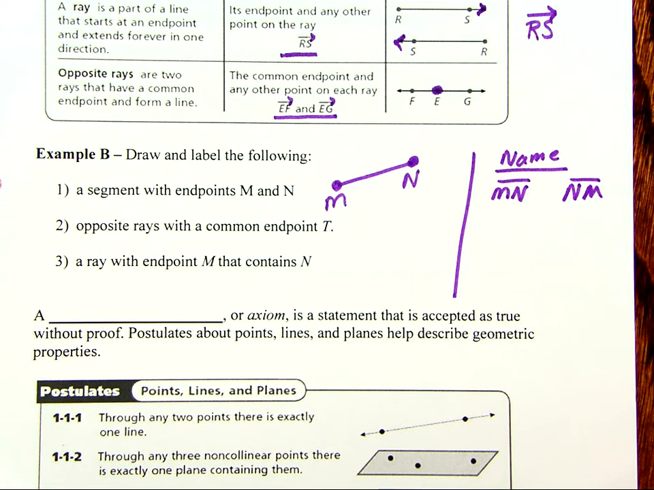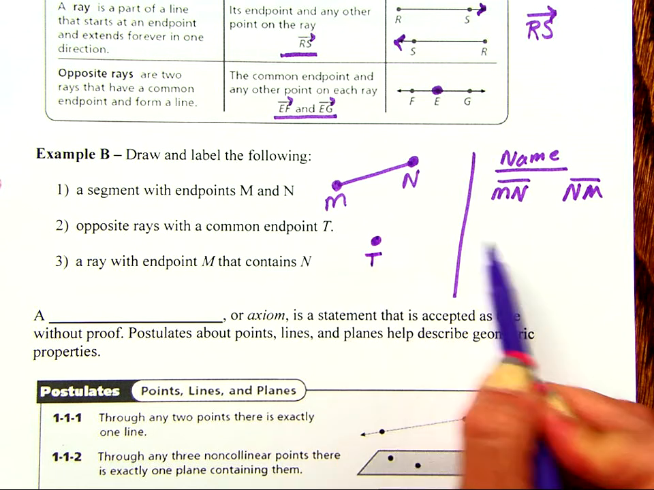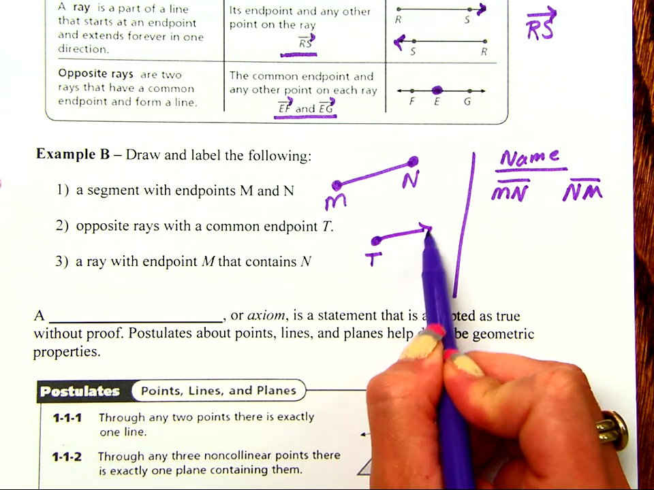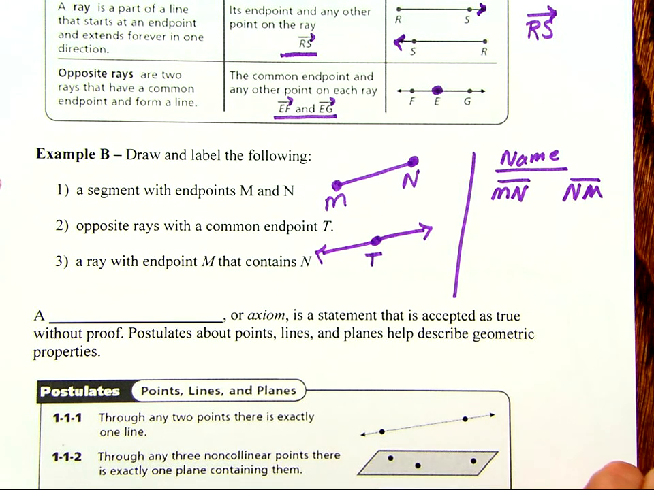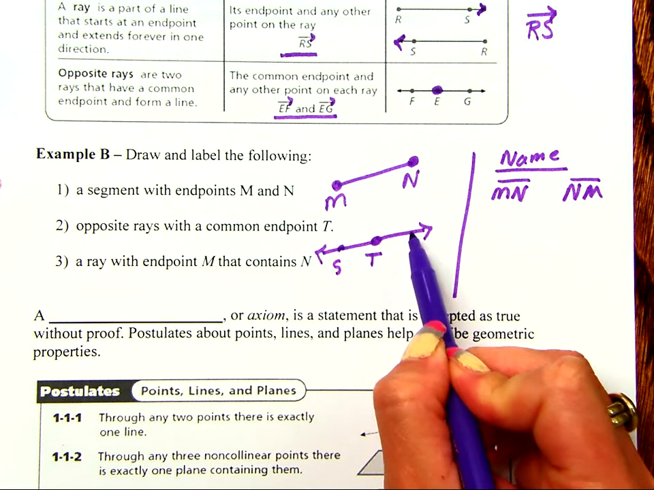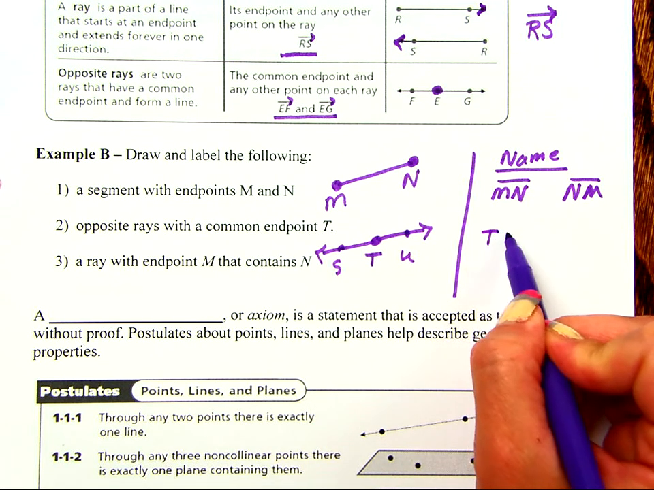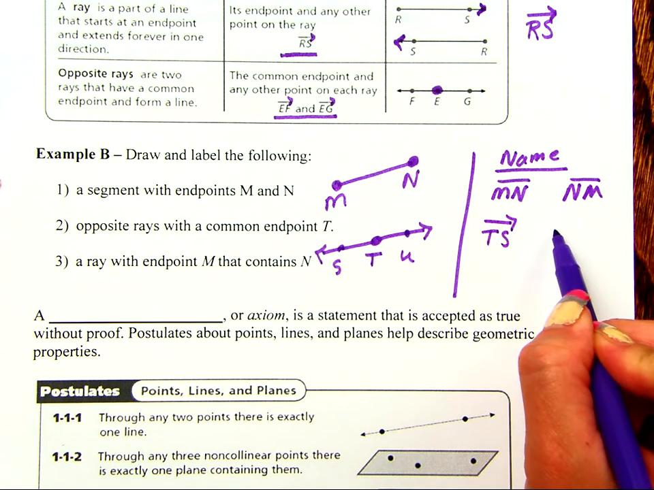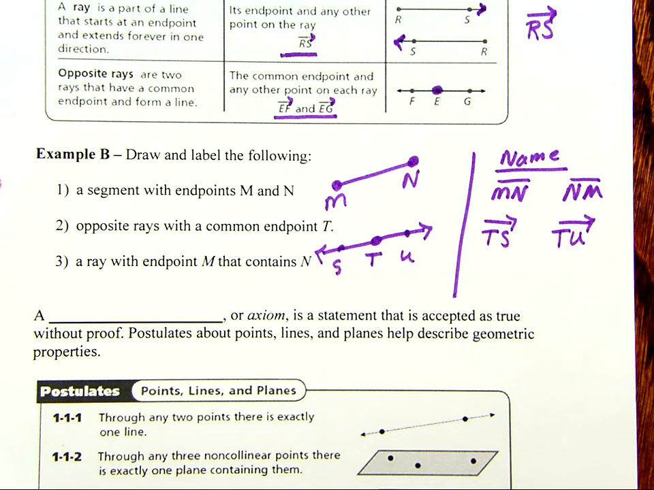Opposite rays with a common endpoint T. Well, if my common endpoint is T, then I know I'm just going to go in opposite directions for my opposite rays. Maybe I would put a couple points in there of S and U, so I would have the rays TS and TU as my opposite rays, or maybe I would refer to the line as line SU.